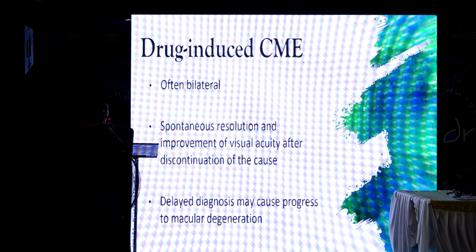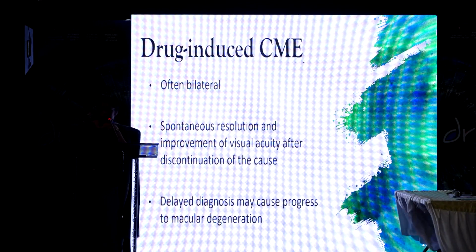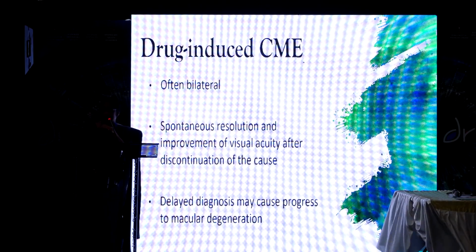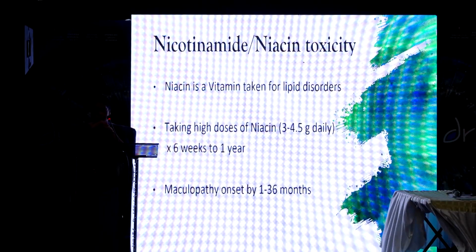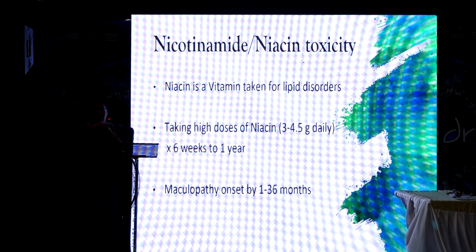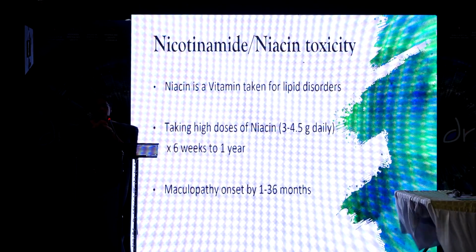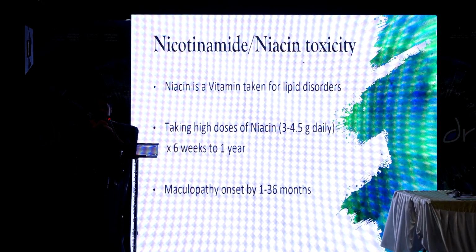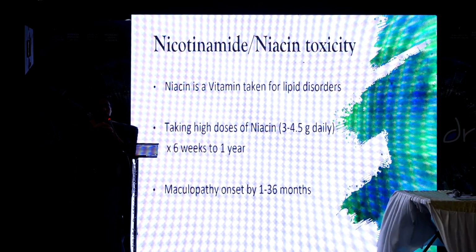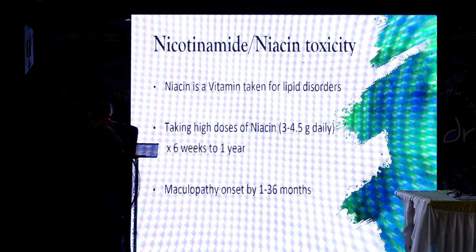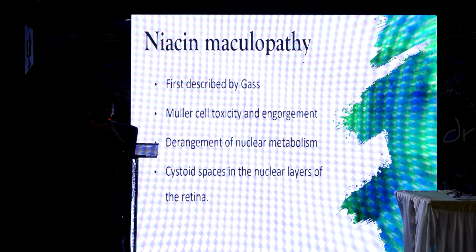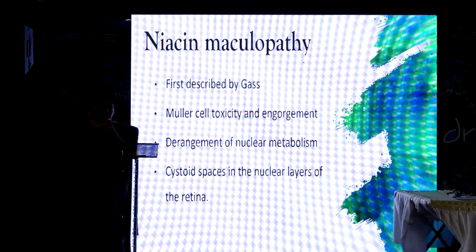Two drugs are important. One of them is drug-induced, and of course they are bilateral. Once you stop the drug, the CME improves, but if you don't, it can cause macular degeneration. One of the common drugs is niacin or nicotinamide, which is the active agent. Niacin is a treatment for lipid disorders, usually given in high doses for 6 weeks to 1 year, and you get maculopathy, which occurs within 1 month to 36 weeks.